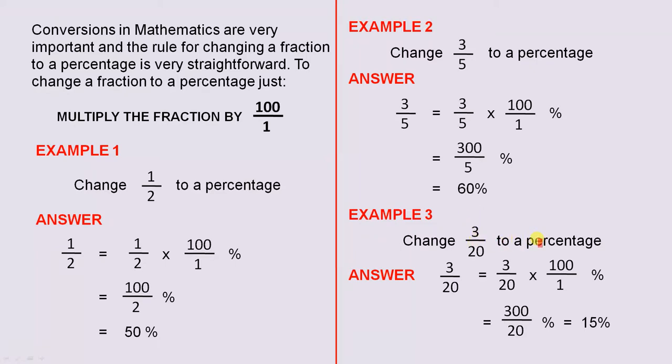Change 3 over 20 to a percentage. 3 over 20 equals 3 over 20 by 100 over 1, and the answer is a percentage. That gives you 300 over 20, and that's 15%, because 20 divided into 300 is 15.